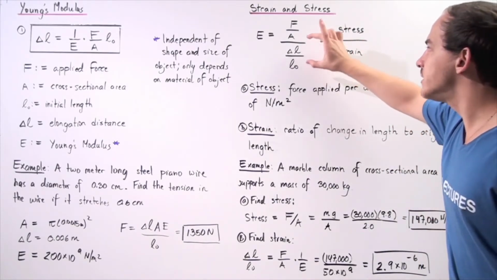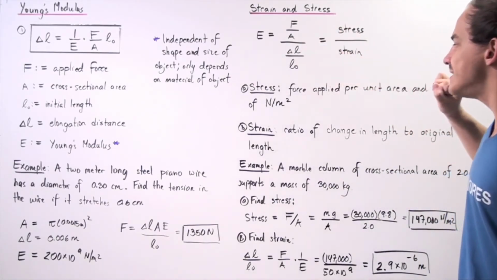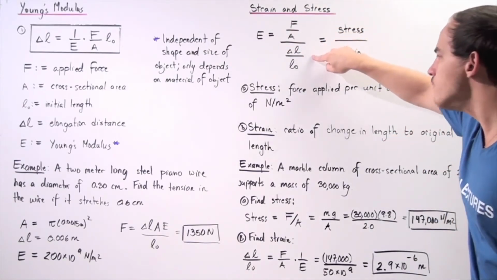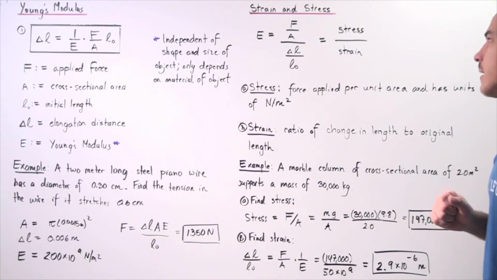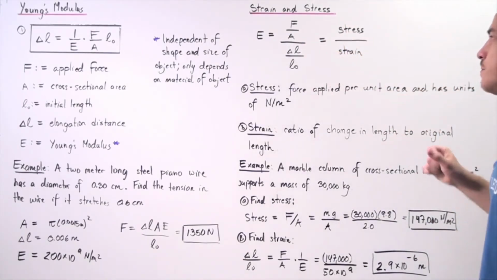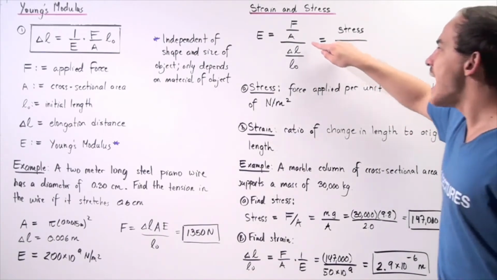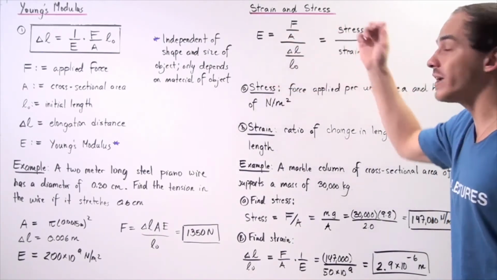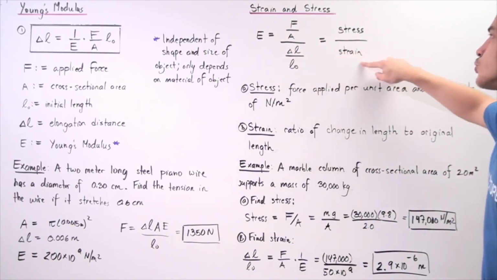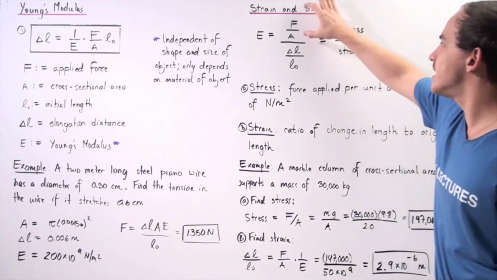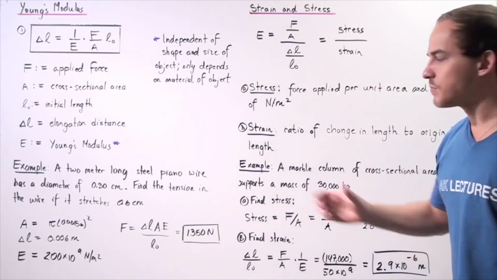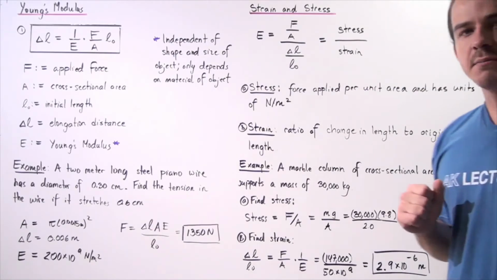Now, what about our denominator? The denominator is simply the ratio of the change in length over the actual length of the object. And because this has unit meters and this also has unit meters, the meters cancel and the denominator is unitless. And this denominator is known as strain. So stress is the numerator of the fraction and strain is the denominator. So let's look at the following example.